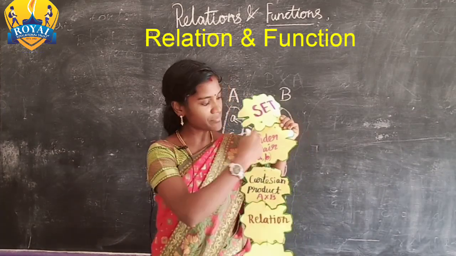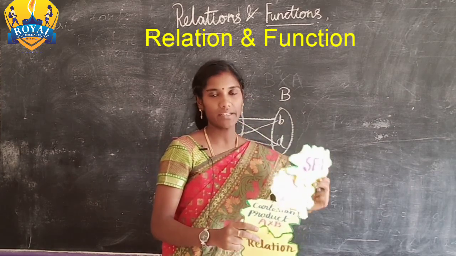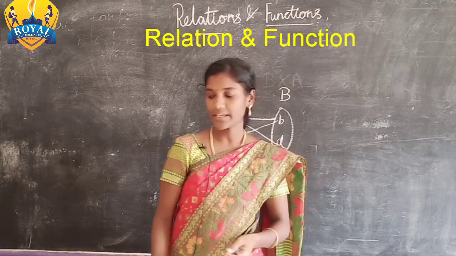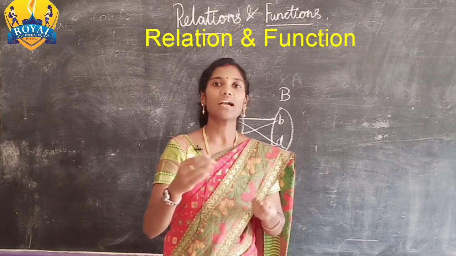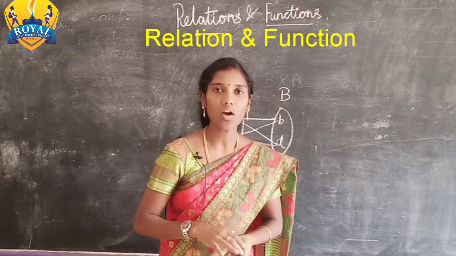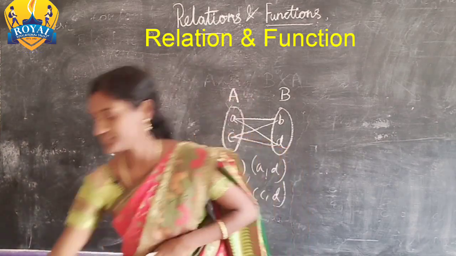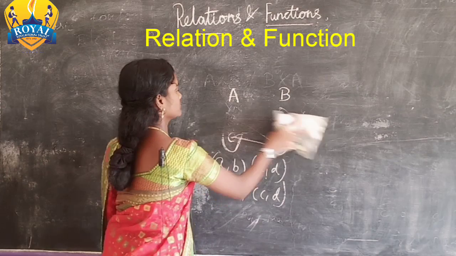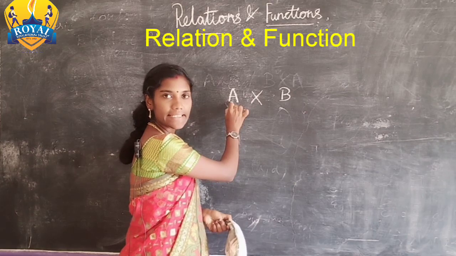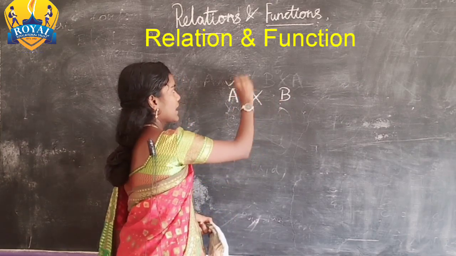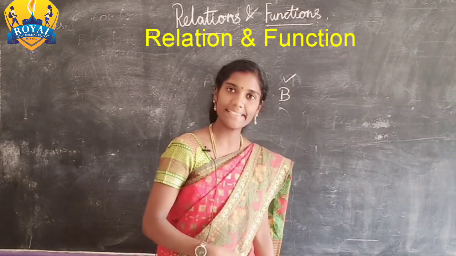Cartesian product. From the ordered pairs, you make a Cartesian product. The Cartesian product is the same thing: the two non-empty sets combined together make the Cartesian product. The form of the Cartesian product is A cross B. These two are non-empty sets.